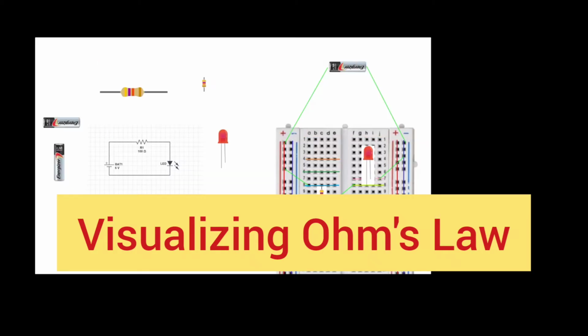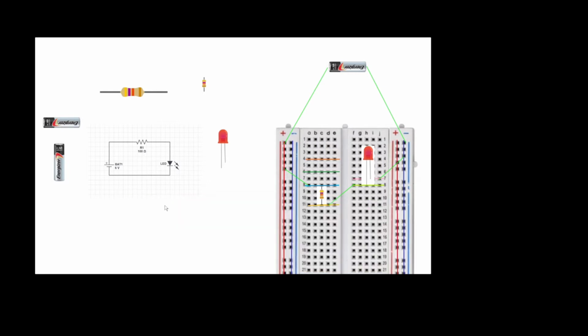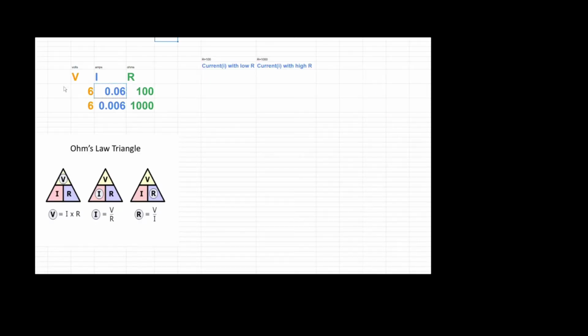We are going to learn more about how current works and what it actually looks like. I'm going to use the same 6-volt battery, the same LED, but we're going to first try it with the 1000 ohm resistor and with the 100 ohm resistor. We're going to change the variable, which is the resistor, in order to figure out what that means for current in our circuit. In order to understand this, we need to first understand Ohm's law.